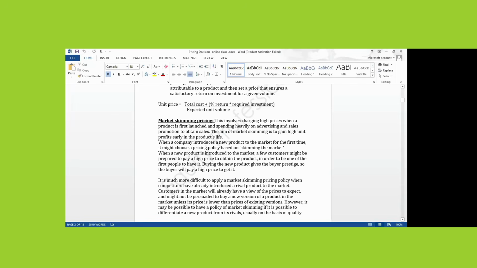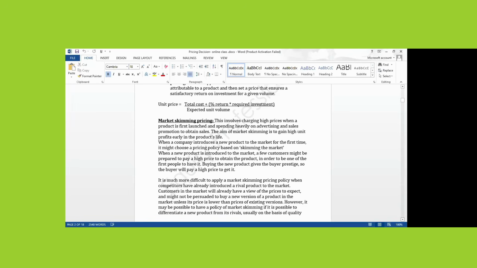You can easily skim the market where your product is unique, where your new product is unique in functionality or in quality, and there are no similar or rival products in the market. So you can do market skimming.